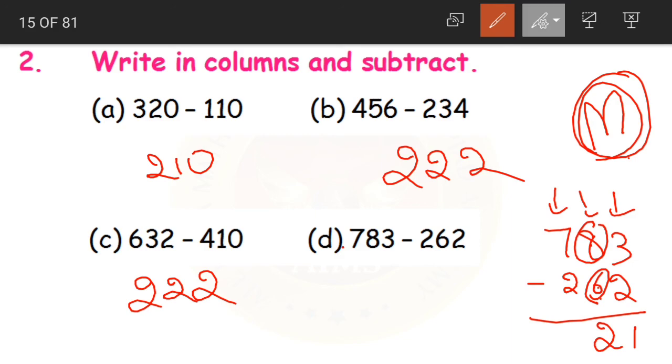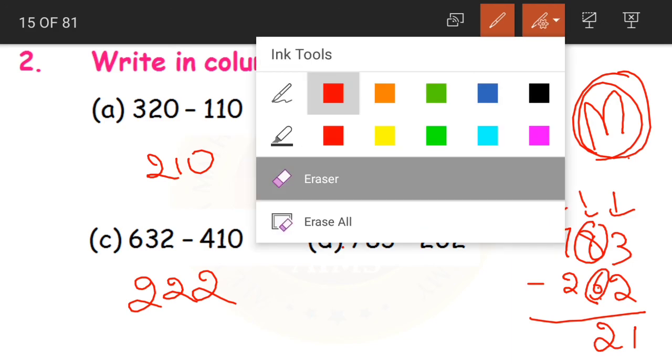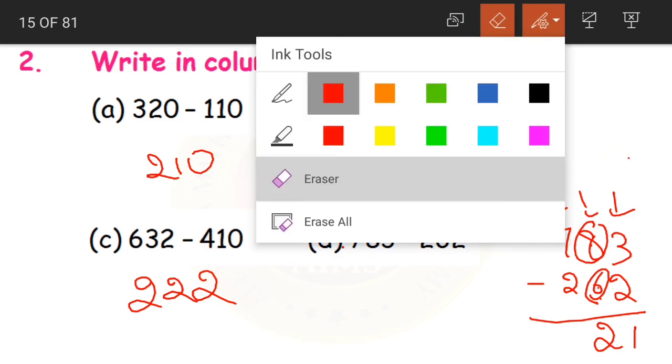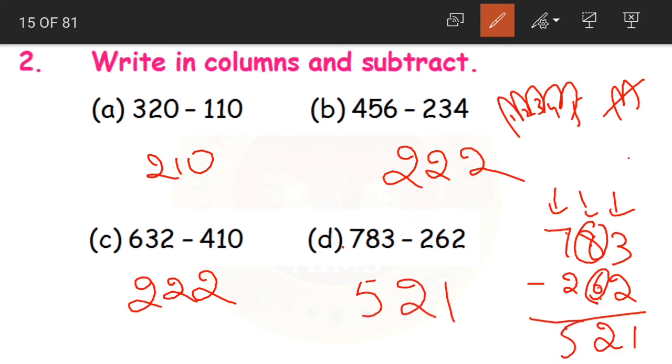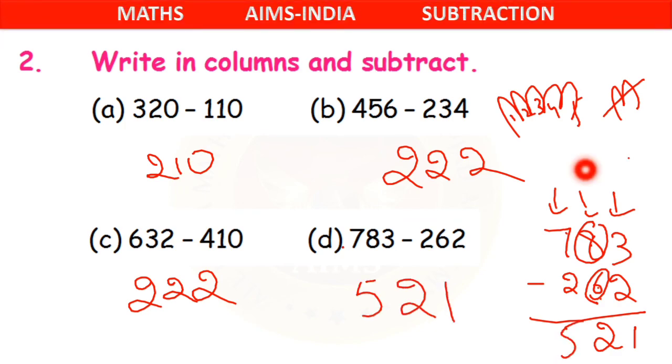Now coming to the hundreds place, 7 minus 2. What is this, children? 7 minus 2. So open 7 fingers and then close 2 fingers. How many are we left with? 1, 2, 3, 4, 5. So 7 minus 2 is equal to 5. What is our answer for question number D? 521. Clear, children? We solved.